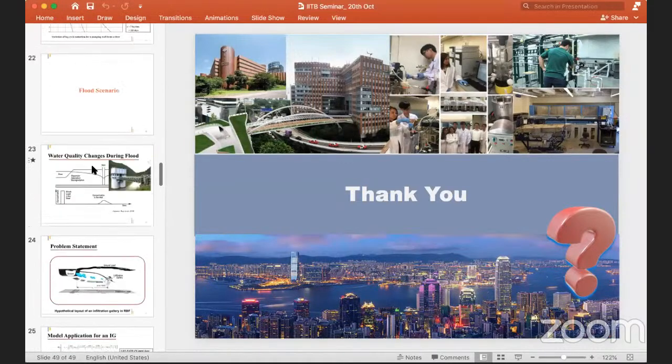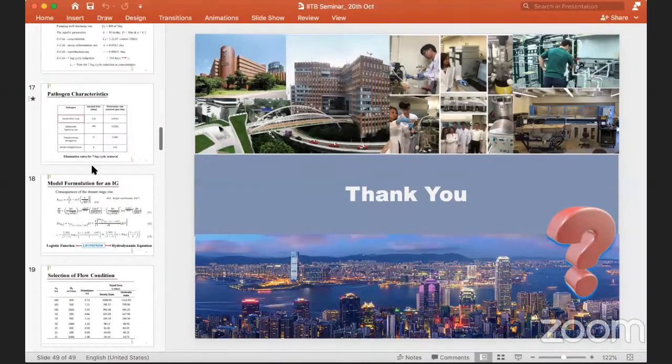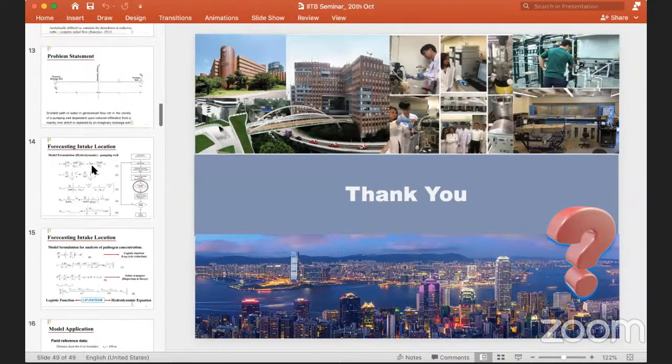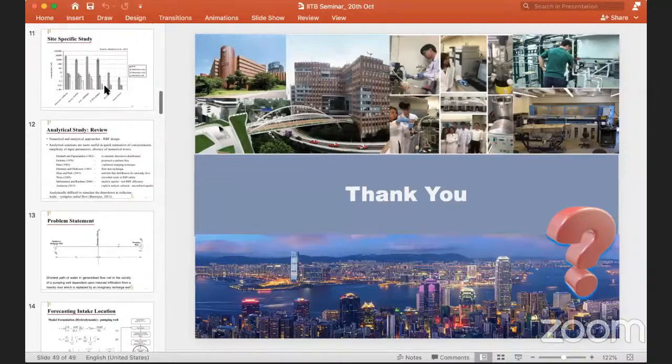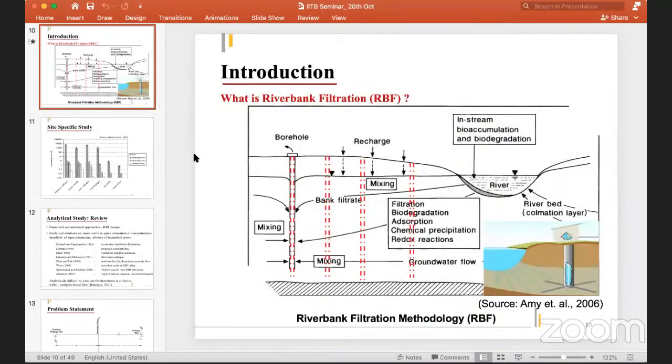I understand the question, but I specifically emphasize the E. coli pathogen. This is the system, as you can see. So I emphasize only the pathogenic concentration, which is related to hygienic conditions, especially in rural areas where the expenditure on hygiene is not so much. So in this study only the pathogens are considered, not the other nutrients or any chemical precipitation or any other redox condition.